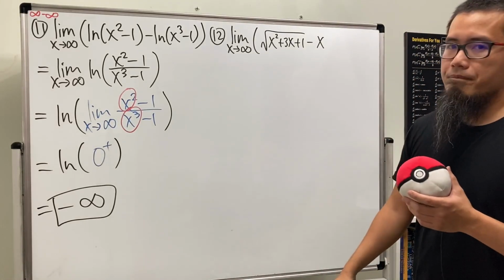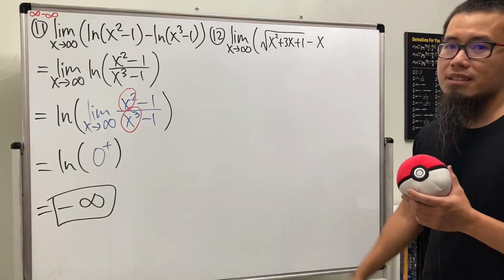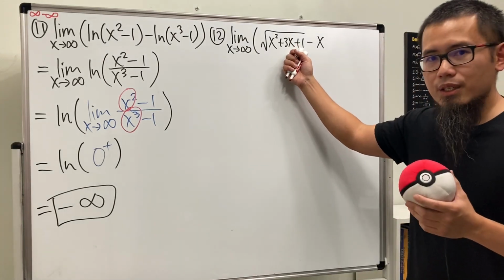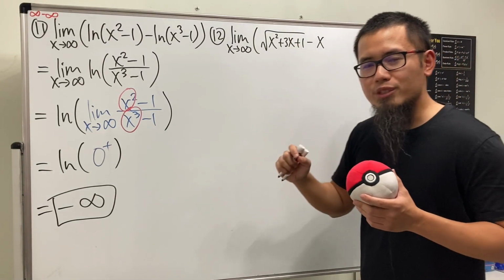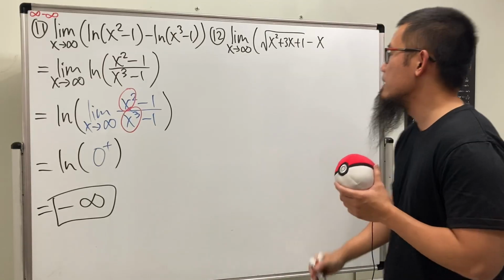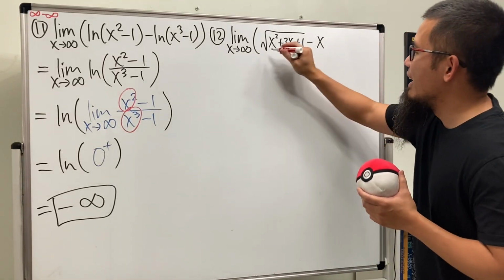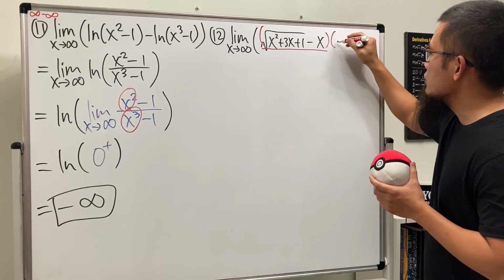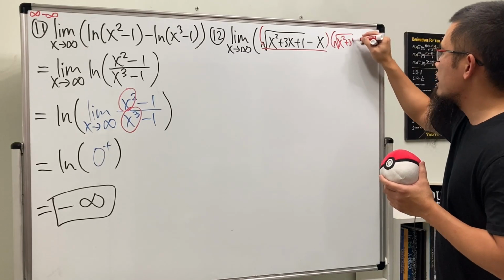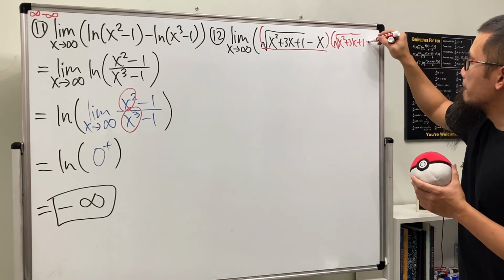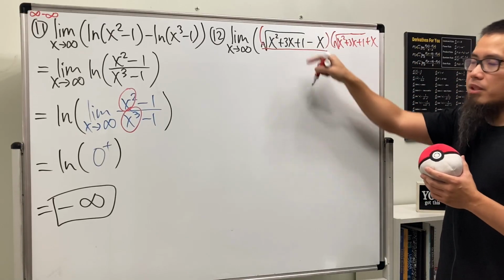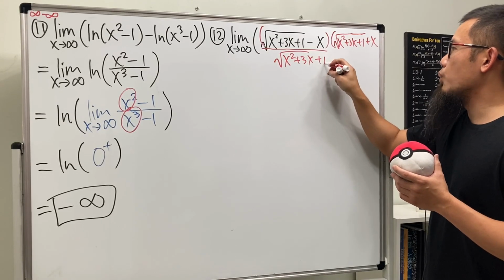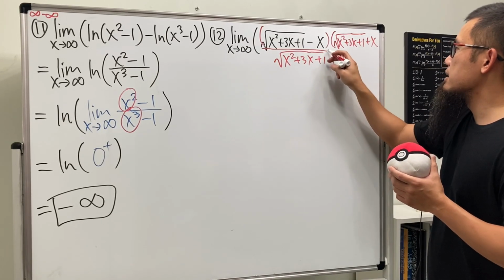For this one though, how can we combine this? This is not natural log. But don't worry, we have a square root, right? Just like the good old Cal 1 days, when we have square roots, let's multiply the top and bottom by its conjugate. That's why I didn't put on parentheses right here. Anyway, I'm going to multiply this by the conjugate, which is the square root of x squared plus 3x plus 1, and then plus x, which just changes the sign in the middle. Then right here do the same thing: square root of x squared plus 3x plus 1, and then plus x.